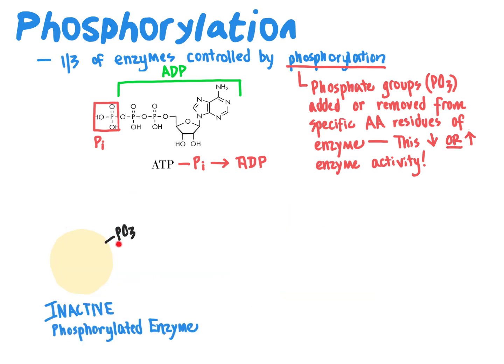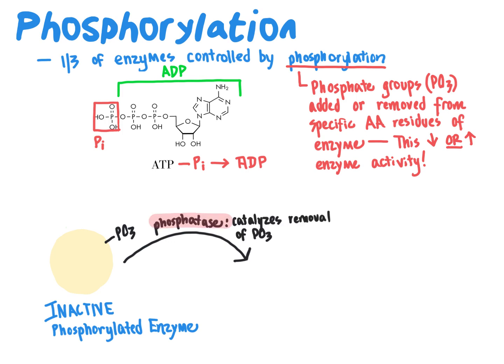We know it's phosphorylated because we see that PO3 group covalently bonded to the enzyme. There are specialized phosphatase enzymes, where phosphatases are responsible for the removal of phosphate groups. And when a specialized phosphatase comes in that recognizes this particular enzyme, what happens is that the phosphatase uses water as a reactant. So I'll go ahead and put plus water here.